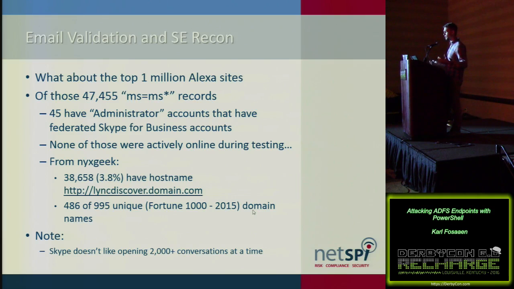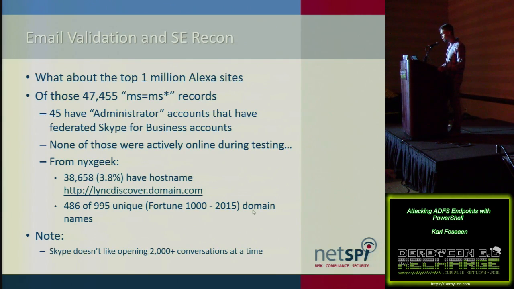And there may be a few more than that. People may be changing their default domain admin's username, or they may just not have an actual federated Skype for Business account for it. But Skype doesn't really like opening a ton of Skype conversations, so once you hit around 2,000 conversations, the client itself starts crashing. So if anybody wants to dive deeper into that for a bug bounty, let me know. I can get you the info on that. As I'm going through these top million, I keep crashing the client and having to restart, so there may be more than 45.